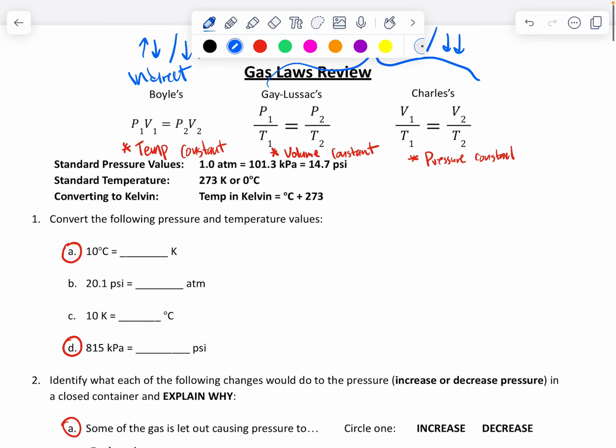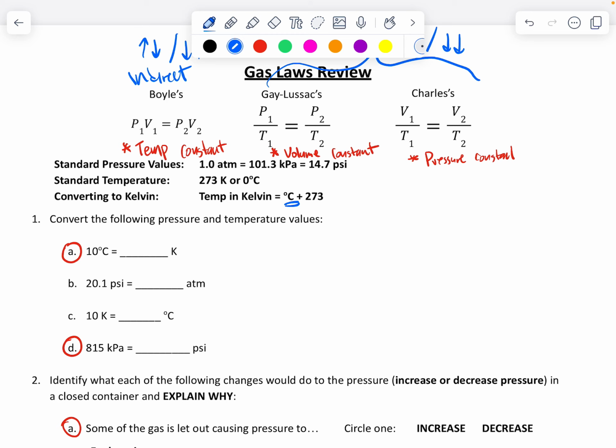Moving forward, we are given the pressure values. These are simply conversion factors, right? You can go from atmosphere to kilopascal to psi, vice versa. Okay, and for standard temperature, we have 0 degrees Celsius, which is 273 Kelvin, right? So converting simply means plugging in the degrees Celsius that you know and adding 273 to it, and you'll be able to get your Kelvin.